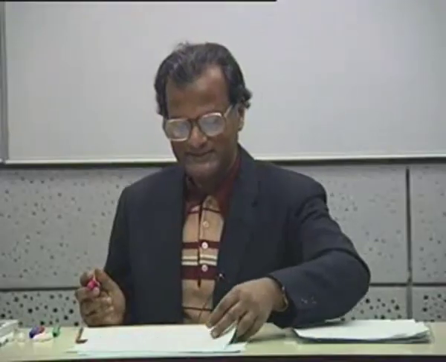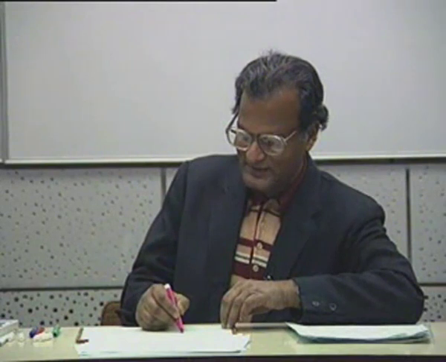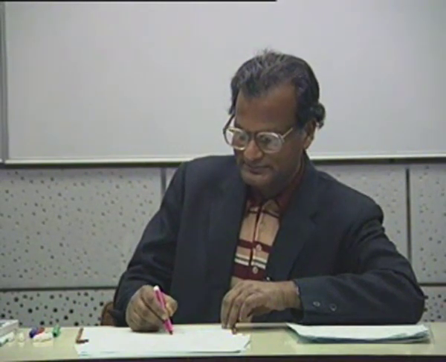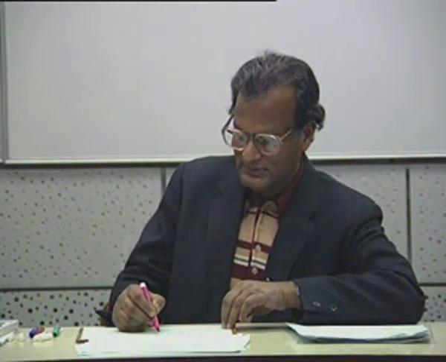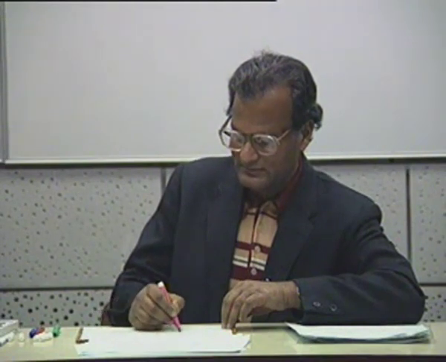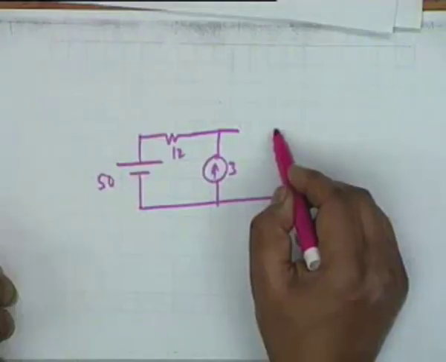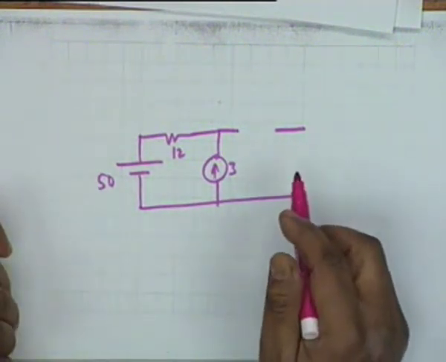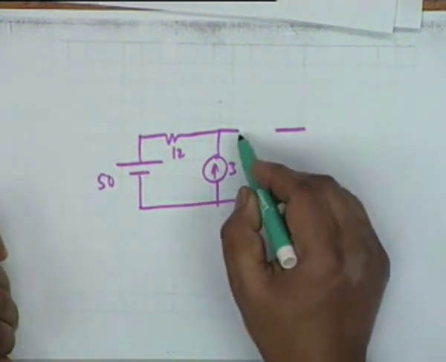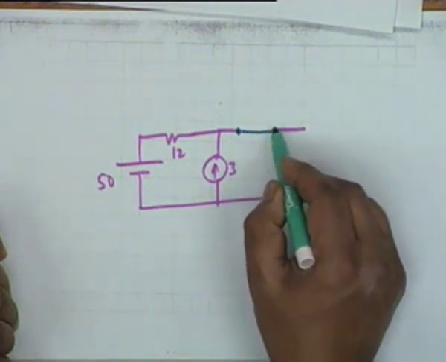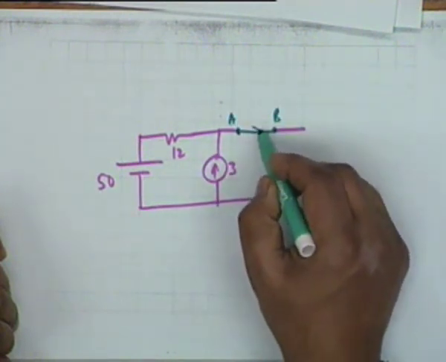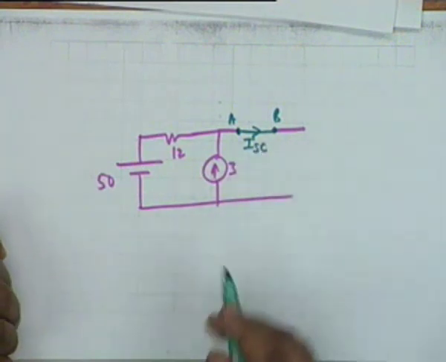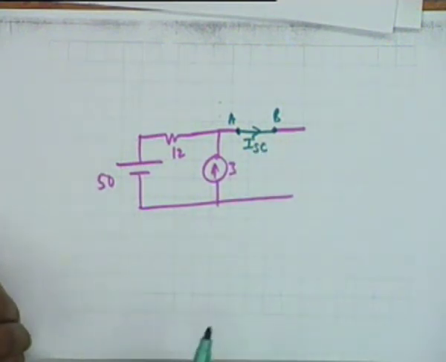Let me draw it again. I was feeling lazy. I have a 50, 12, 3 ampere, and this place of 2 ohms, which was open circuited for finding VT, shall now be short circuited. This is A, this is B, and this current is the current that we are interested in finding out, ISC.